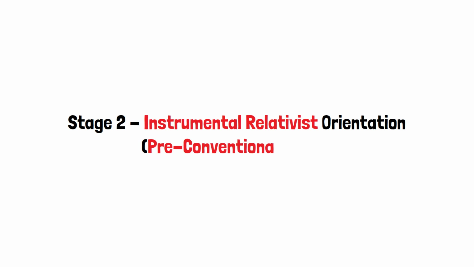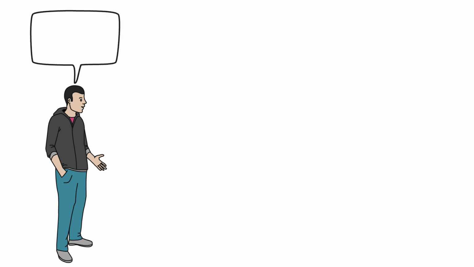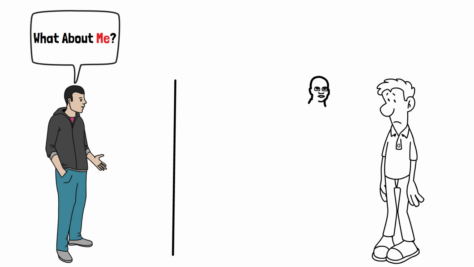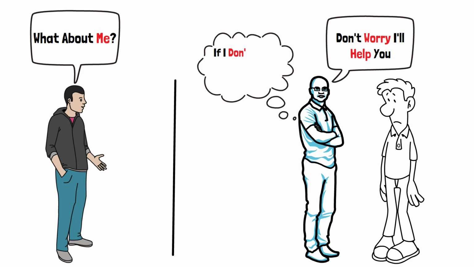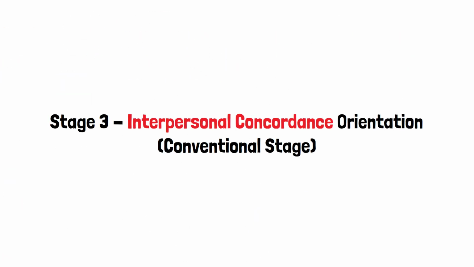Stage 2. Instrumental relativist orientation, pre-conventional stage. At this point, the main driving force behind moral decision-making continues to be self-interest. People prioritize actions that serve their own well-being or satisfy their personal requirements. If your moral development aligns with this stage, you may be tempted to assist John in stealing the medicine. You perceive it as a justifiable action to aid your friend, who has given consistent support during challenging times. You fear that not helping him could damage your friendship, potentially resulting in a lack of support from him in the future.